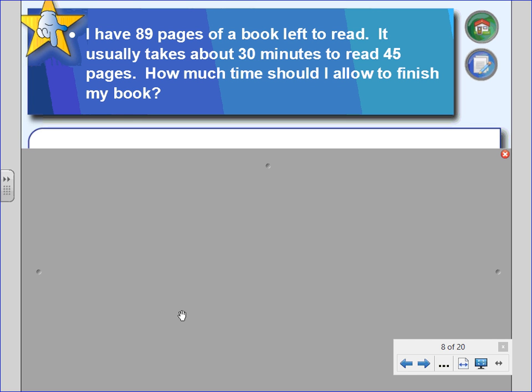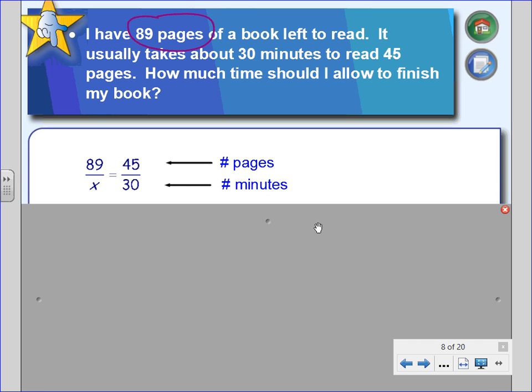All right, here's our next example. I have 89 pages of a book left to read. It usually takes about 30 minutes to read 45 pages. There's all your units you're going to need. How much time should I allow to finish my book? So this is how many pages are left to read. And we know 30 minutes, we can read 45 pages. So right now, go ahead and decide where you're going to put your pages, up top or bottom, and where you'll put minutes. And set up your proportion, and we'll check together in a moment.